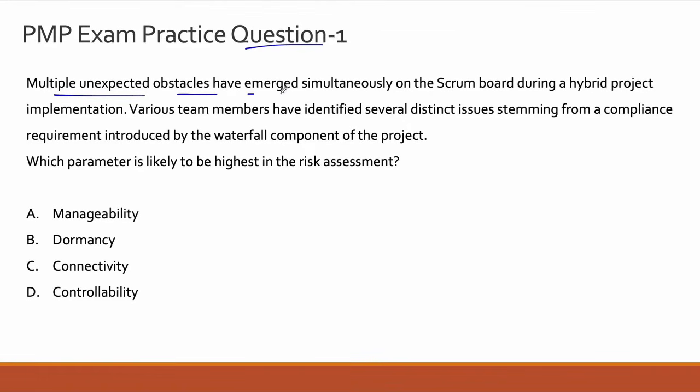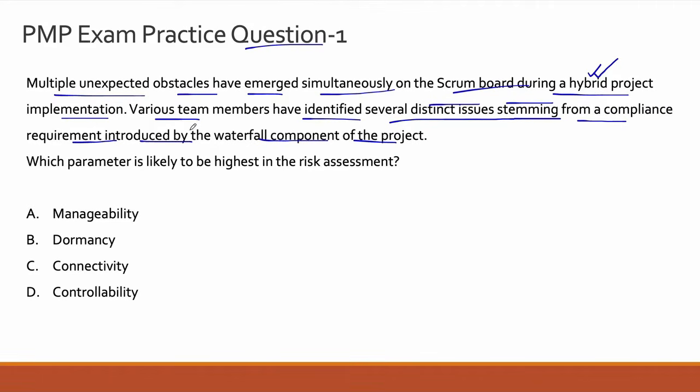Multiple unexpected obstacles have emerged simultaneously on the Scrum board during a hybrid project implementation. Various team members have identified several distinct issues, okay, very important key term for this question, stemming from a compliance requirement introduced by the waterfall component of the project. So since it was a hybrid project, it has a waterfall component and it has an agile component, right? So the team members of the project have identified several distinct issues stemming from a compliance requirement introduced by the waterfall component of the project. So which parameter is likely to be highest in the risk assessment? Manageability, dormancy, connectivity, and controllability.